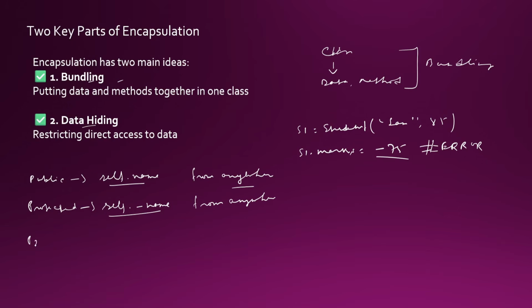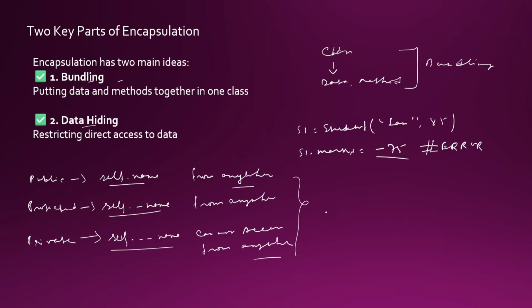The third one is private. In order to write private access, you have to write self dot double underscore and then your variable name. That means this is private. Now this variable cannot be accessed from anywhere. It is accessible only inside my class, and not accessible outside my class. So this is called private. These are the three access levels by which we can hide our data.